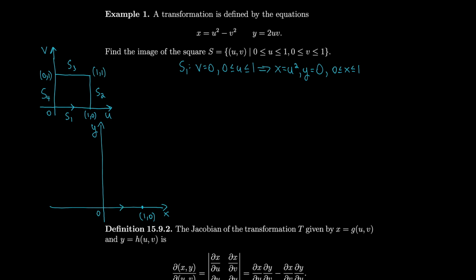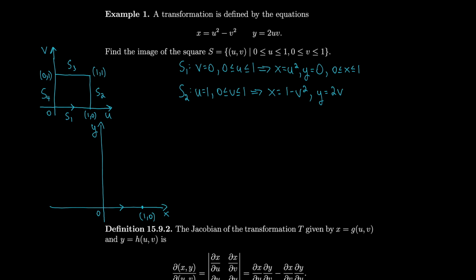So now let's check out S2. So for S2, again, it's a line segment. In this case, u is constant 1. Our first coordinate is constant 1. And it's v that varies between 0 and 1. So I'll write that. So u is 1, and v goes between 0 and 1. So then I plug that in, u is constant 1, so x is 1 minus v squared. And then plugging u equals 1 in here, I get that y is 2v.